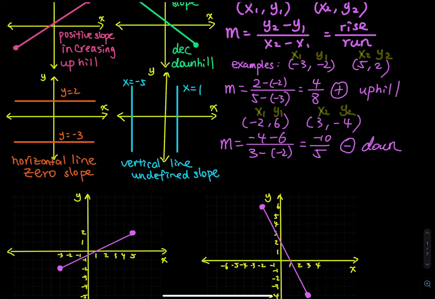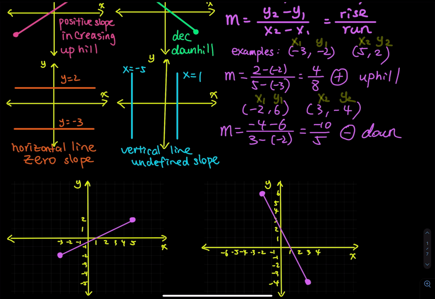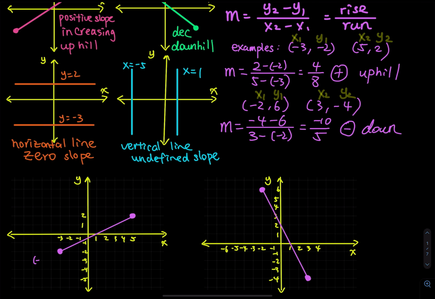So I'm going to use this graph. First of all, for the (-3, -2), I have the point right over here. So (-3, -2), and then the other point is (5, 2). I connect them. Now you can see the line is going uphill.